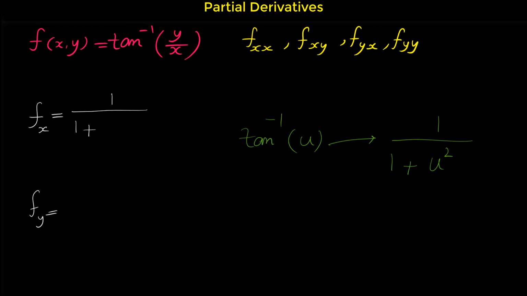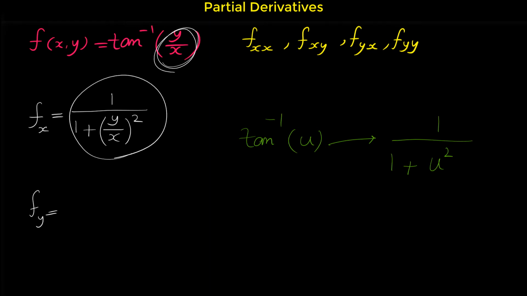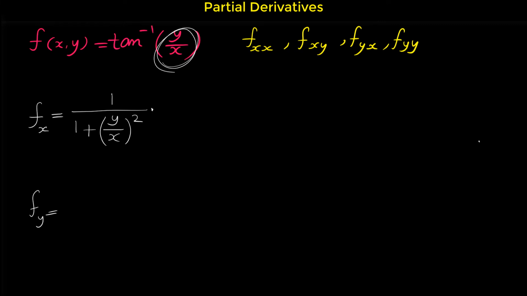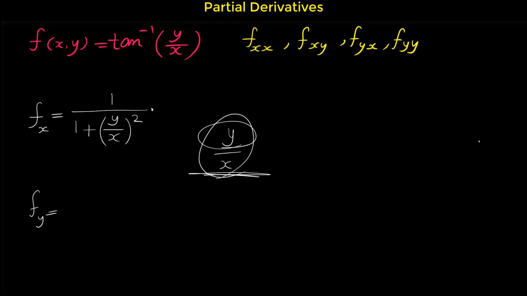Here u is y over x, so y over x squared. But don't forget, based on chain rule, we have to multiply this by derivative of the inside function. So here also we have u prime. If u is a function, we have to multiply this by u prime. So now we have to multiply this by derivative of y over x. But note that when we want to find derivative of y over x, y is a constant and x is the variable, because here we are finding the partial derivative with respect to x.